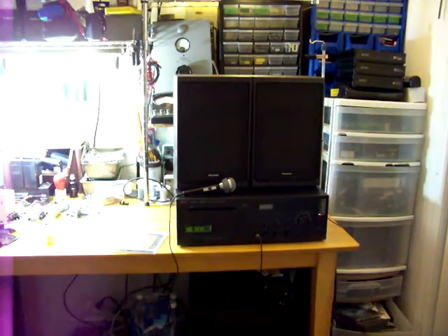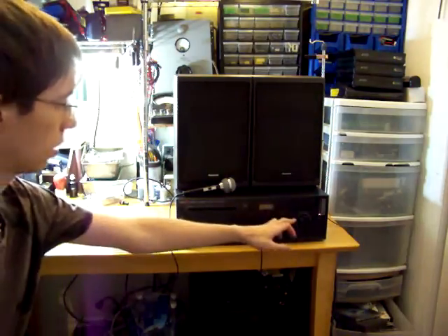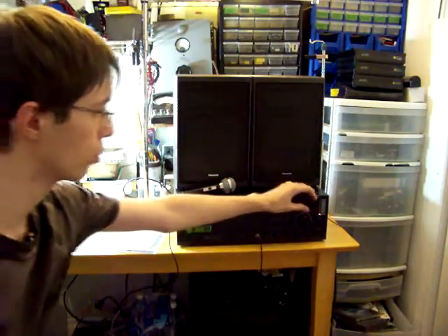I was given this thing, which came from a small dollar store. There's a couple of problems with this unit, which are not that obvious. Well, first of all, the radio tuner doesn't work at all.